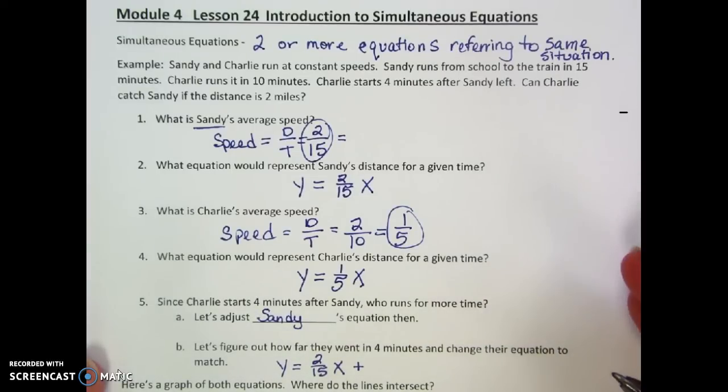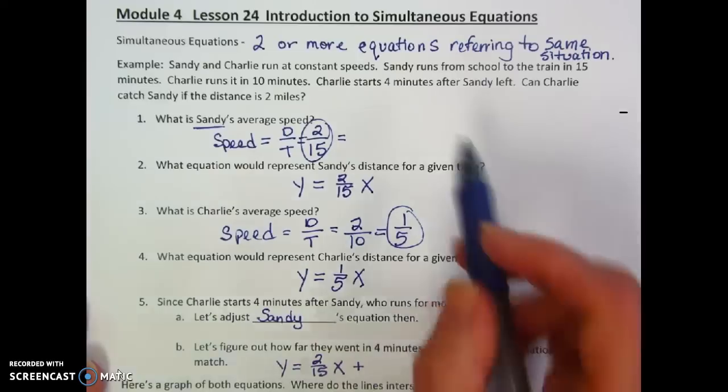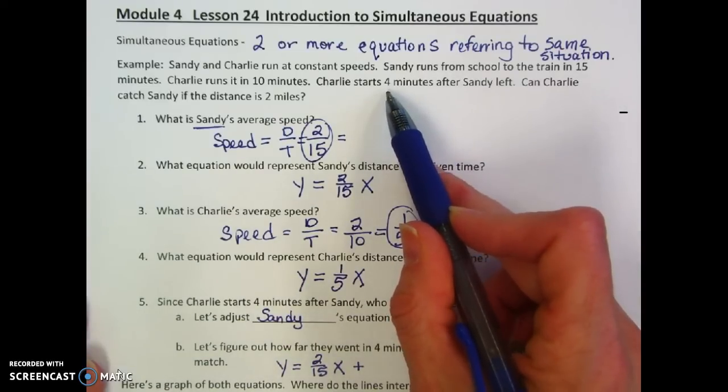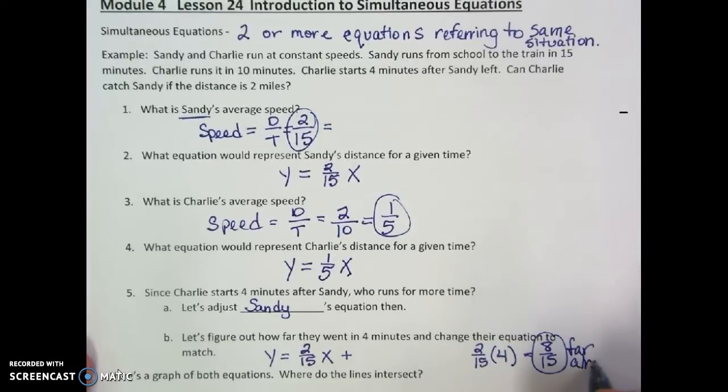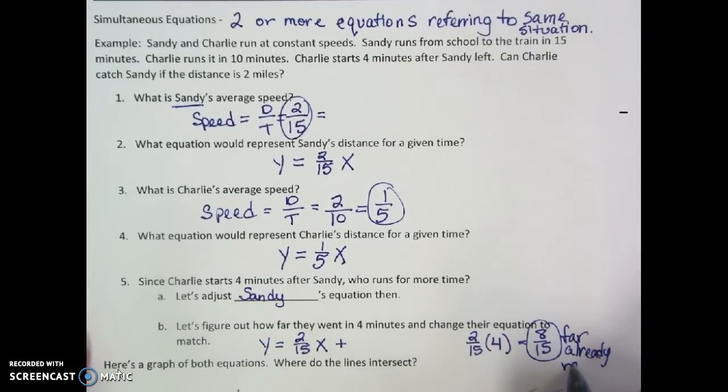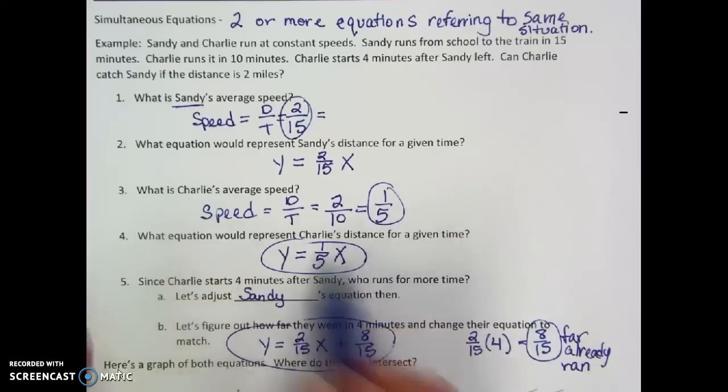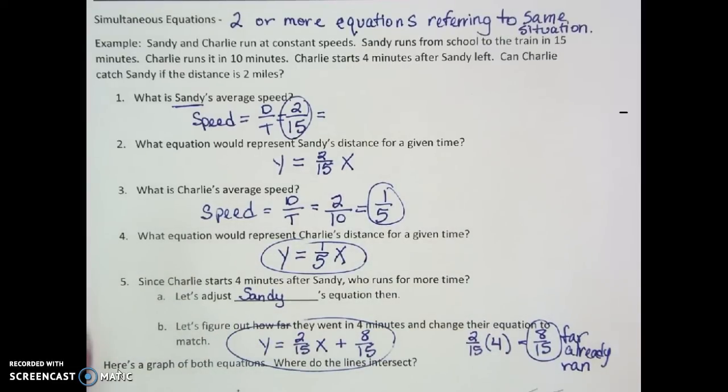When Charlie started to run, where was Sandy? She had already run how much? Well, she runs at 2/15 miles per minute, and she did this for 4 minutes before Charlie started. 2/15 times 4 gives you 8/15. This is how far she already ran. So that's what we need to add as our y-intercept here. Now this is the equation we are going to use for Sandy, and this is Charlie's equation. We're not adjusting both equations, just one of them.